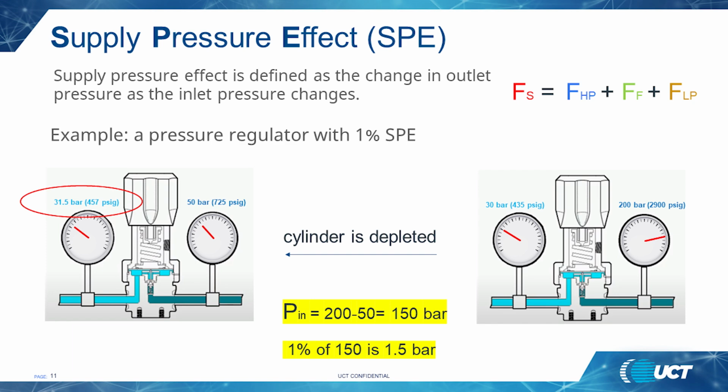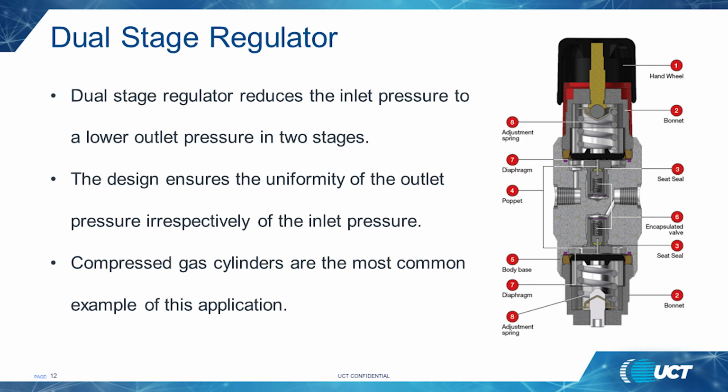However, for applications that require a stable outlet pressure when the inlet pressure changes, we will use a dual-stage regulator or two regulators in series. Dual-stage regulators reduce the inlet pressure to a lower outlet pressure in two stages. Dual-stage regulators are simply two regulators in series in a common body. This is recommended in cases where there is a potential for large inlet pressure variations.